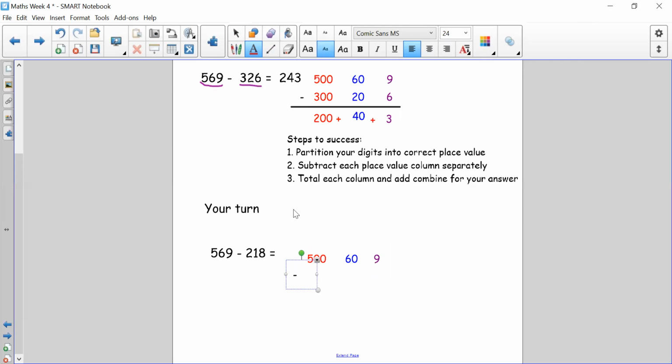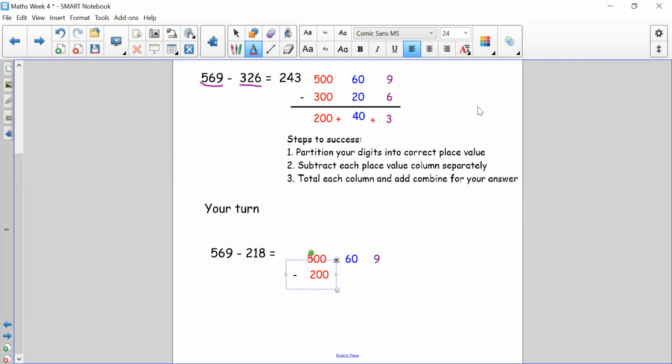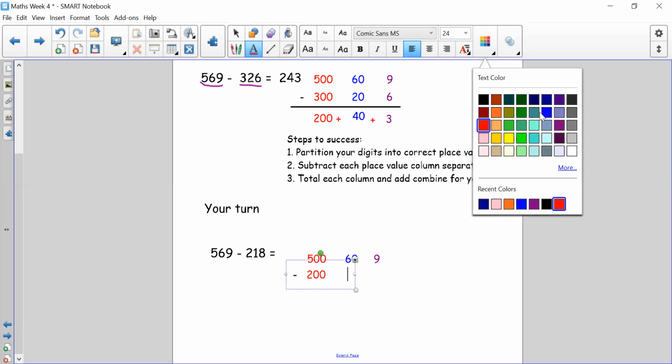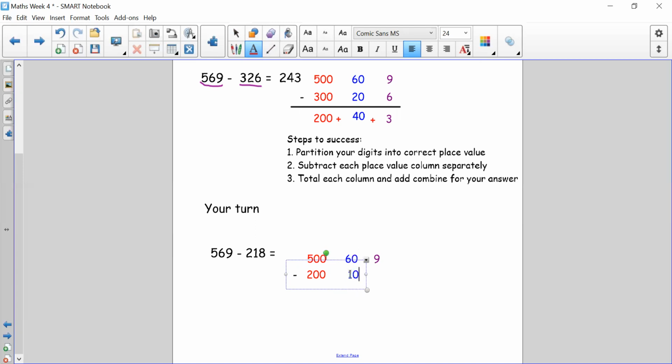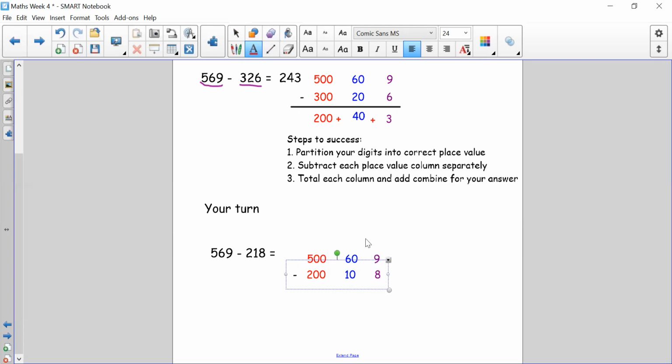218. So we need to look at our hundreds column. We have 200. Okay, making sure that we keep our digits nice and accurate in the correct place value column. We're taking away 10. And again, making sure our digits are in the correct place value column and accurately spaced so we do not get confused. How many ones are we taking away? We're taking away 8 ones, so let's put 8 there.